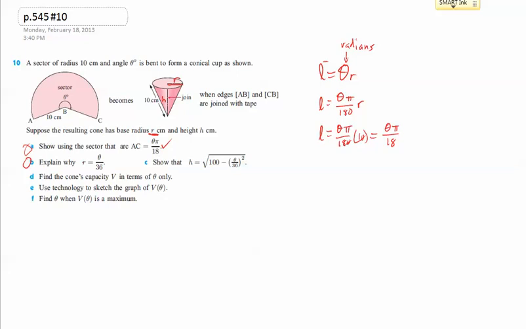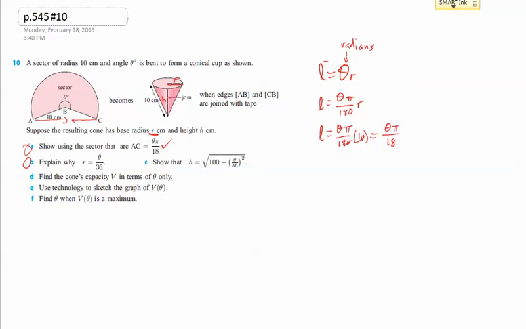Now if you can imagine, if we take this sector right here and we bring A and C together, then this point right here is going to pop up. That's going to be our cone. And so AC, from this all the way around, that AC right there, that's going to be the circumference of the base of our cone.